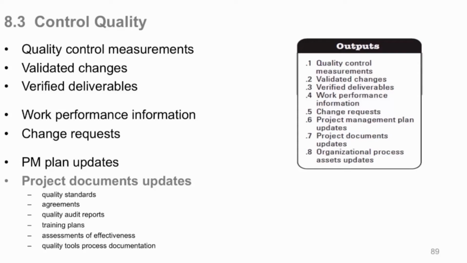Training plans to improve the work methods of your people are project documents that may need to be updated. Assessments of effectiveness of all these plans and metrics. You may issue reports like this, they're project documents, as well as your quality tool process documentation. All these charts we saw, all the statistical analysis, tools and techniques, you may want to document those and change how you use them somehow so the next person can use them better.